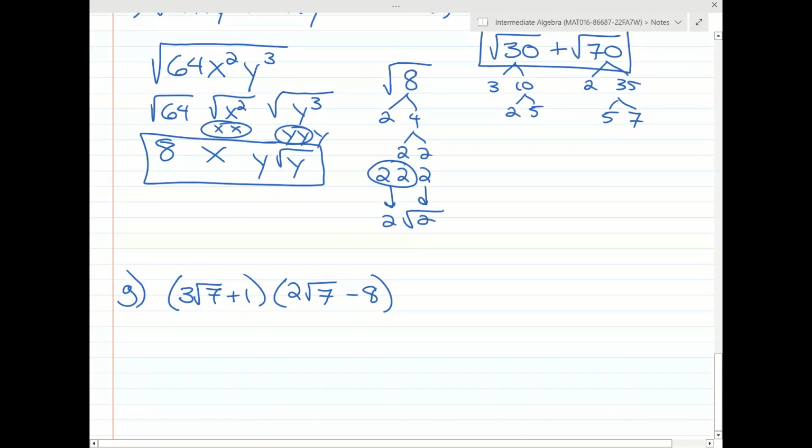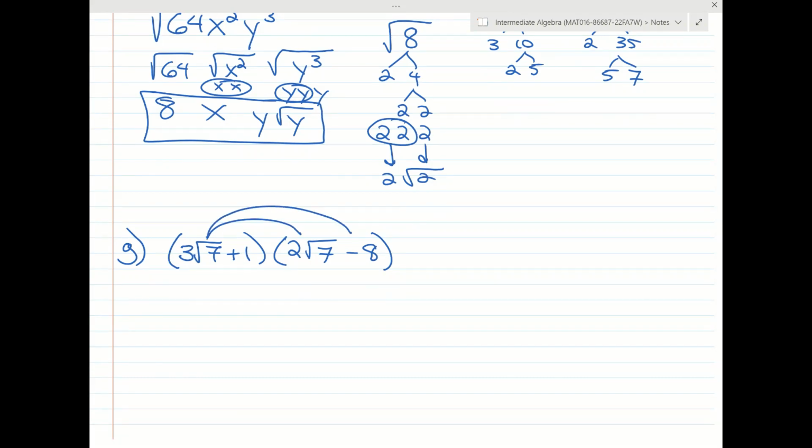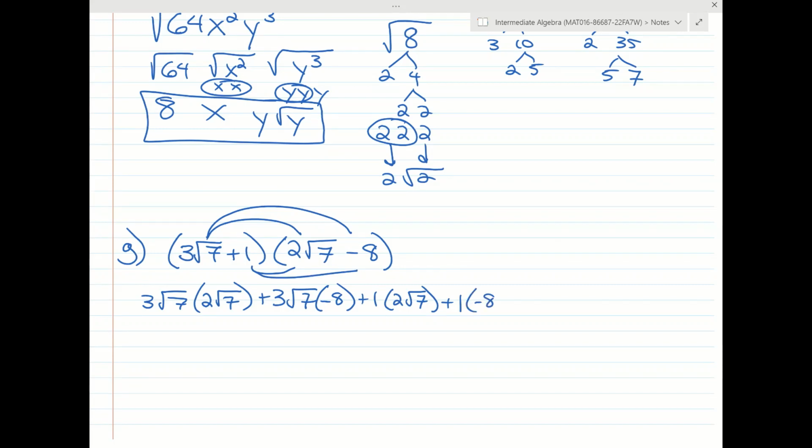We could FOIL this. So what we're going to do is 3 root 7 times 2 root 7, plus 3 root 7 times negative 8, and then plus 1 times 2 root 7, and then plus 1 times negative 8. So it looks like regular binomials.